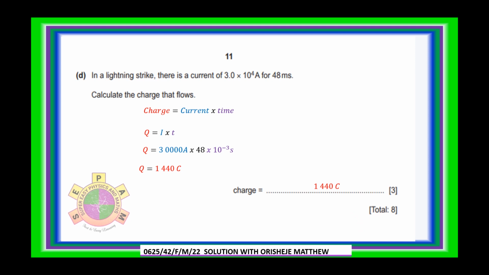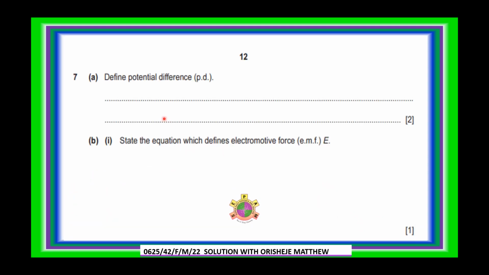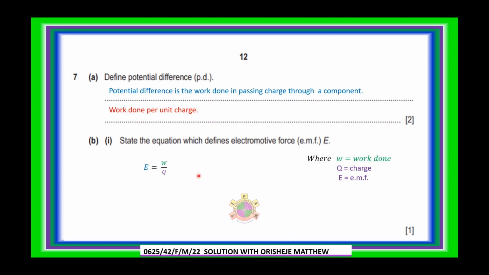Electromotive force is the work done per unit charge by a source, while potential difference is the work done by passing charges through a component in an electric circuit. Now state the equation that defines electromotive force. Electromotive force is work done per unit charge, where W is work done, Q is the charge and E is the electromotive force. So E is equal to W over Q. Let's see how we can apply it.